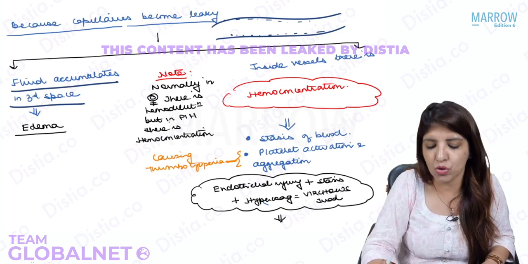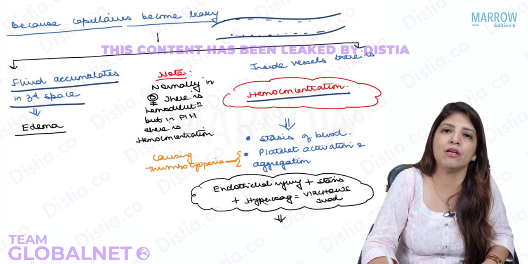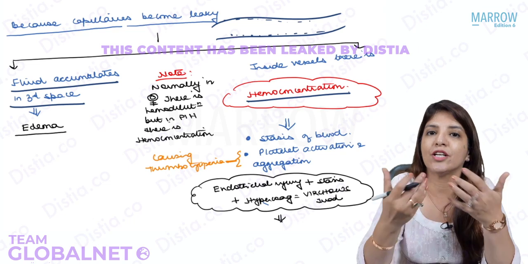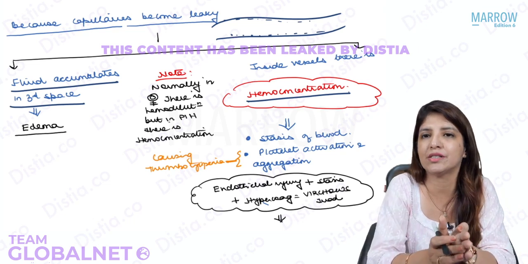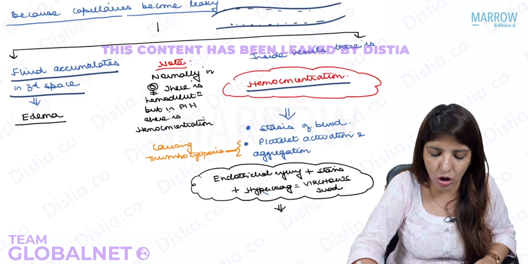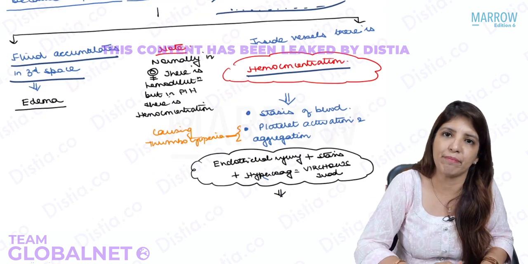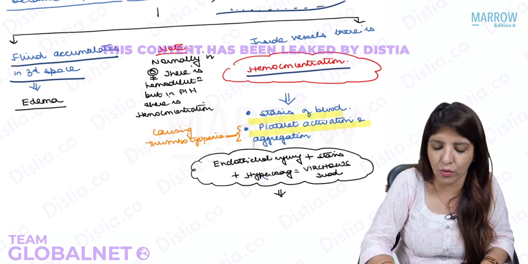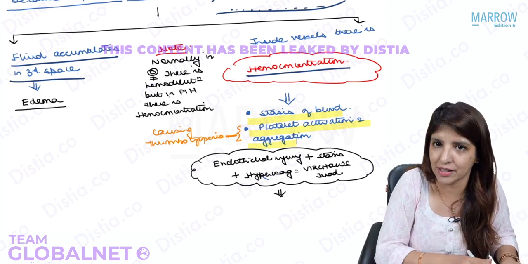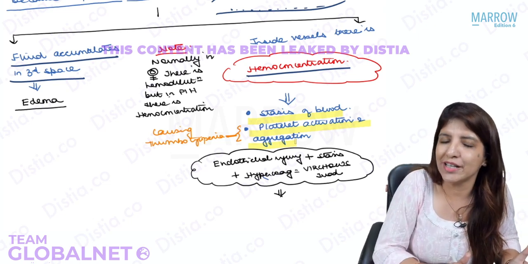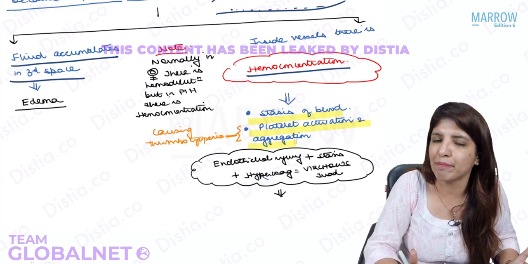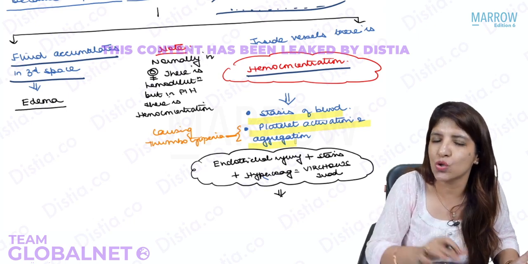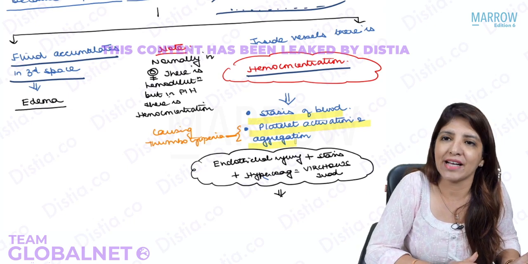But inside the capillaries, what is happening? Inside the capillaries, there will be hemoconcentration. So outside, the extravascular fluid is increasing, which is leading to edema, but inside the capillaries there is hemoconcentration. Now, because of this hemoconcentration, what is going to happen? There will be stasis of blood and platelets are going to get activated and aggregated. So because of endothelial cell injury, the capillaries became leaky, and because the capillaries became leaky, there was hemoconcentration. This hemoconcentration leads to stasis of blood and platelet activation and aggregation.